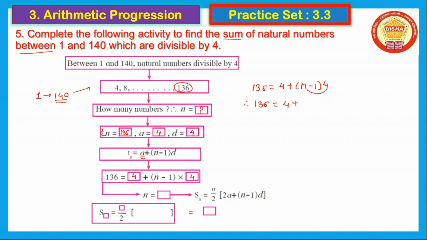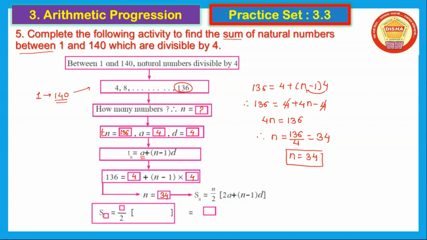Here we multiply 4 by n: 4 into n is 4n minus 4. Plus 4 minus 4 cancel, so 4n is equal to 136, which means n is equal to 136 upon 4. We divide 136 by 4. 4 3s are 12 and 4 4s are 16. So the number of terms in the given sequence is 34, that is n is equal to 34.